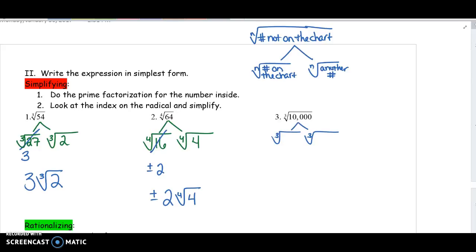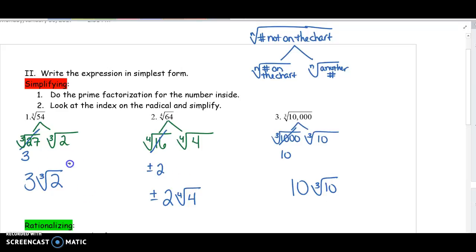So look in your thirds column at numbers smaller than 10,000. 1,000. 1,000 times 10 is 10,000. The cube root of 1,000 is 10. So our answer is 10 times the cube root of 10.